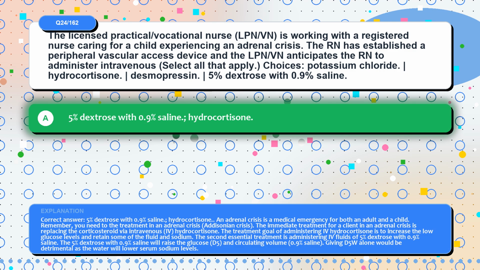The 5% dextrose with 0.9% saline will raise the glucose (D5) and circulating volume (0.9% saline). Giving D5W alone would be detrimental as the water will lower serum sodium levels.